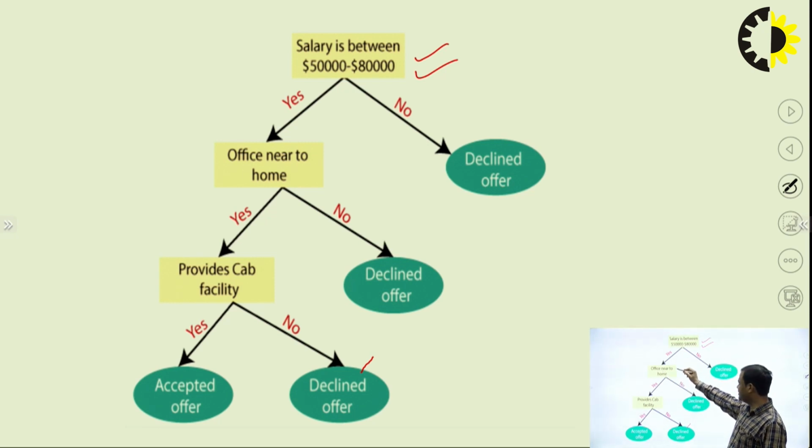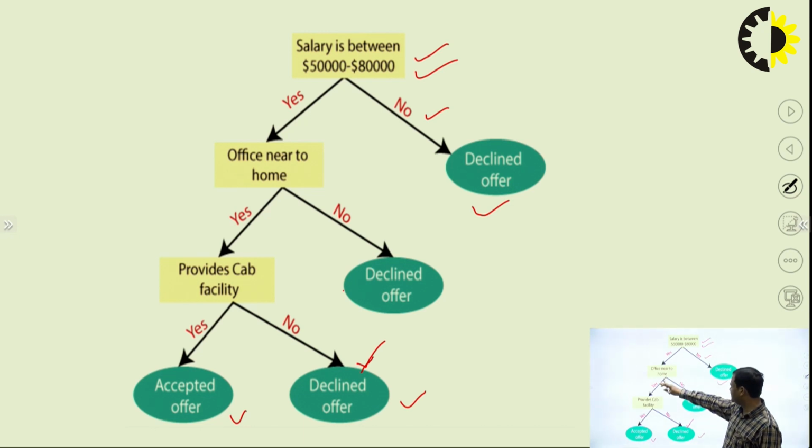If this is near to home, if it is yes, the candidate will see whether the company is providing the cab facility or not. If the company is providing the cab facility, then if it is yes, the job offer will be accepted, and if this is no, then the job offer will be declined. At this place, the candidate will be able to decide whether to accept or decline the offer. At this place, the response was no.